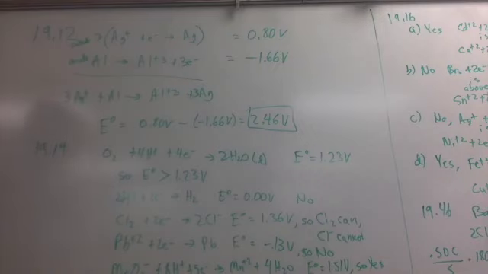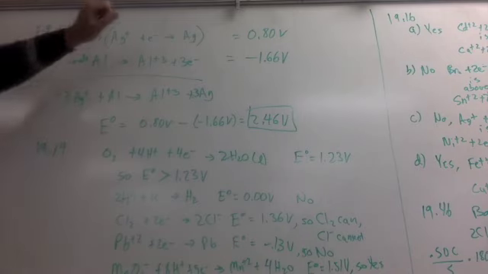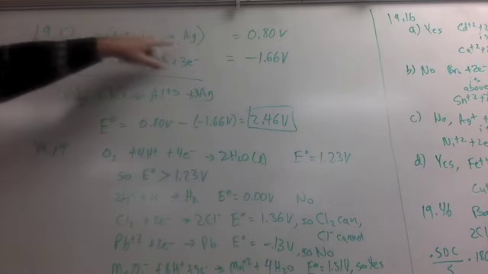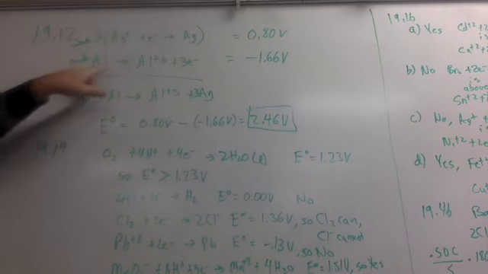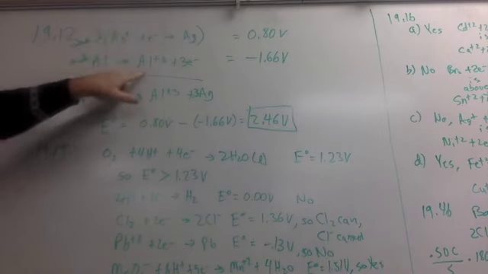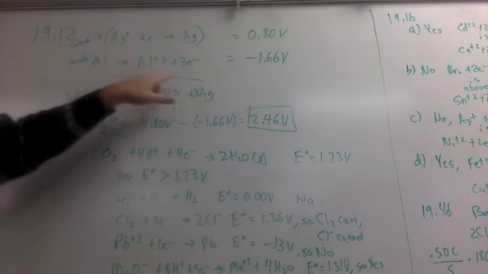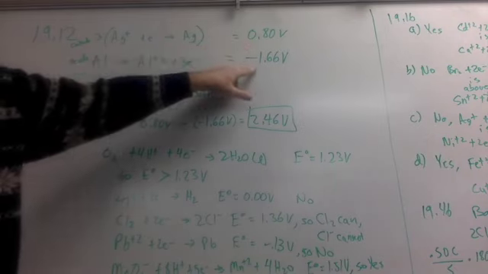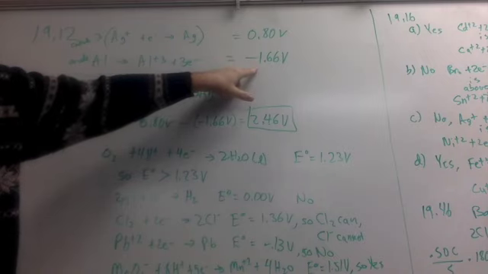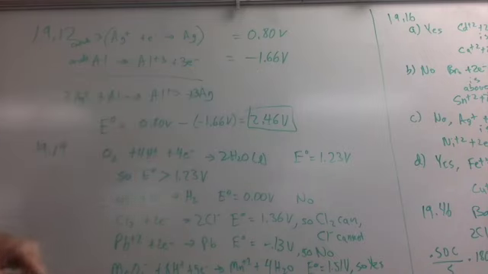Okay, we have the 3.C.3 homework, starting with 19.12. In this reaction, we have the silver ion forming silver metal, being reduced at the cathode, and aluminum being oxidized to aluminum plus 3 at the anode. I looked these up in the chart, and it's 0.80 volts for silver and negative 1.66 volts for the aluminum.